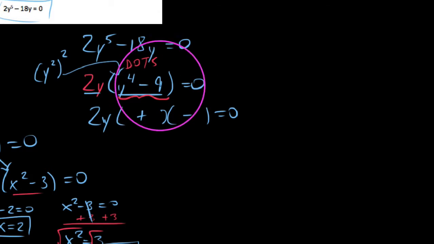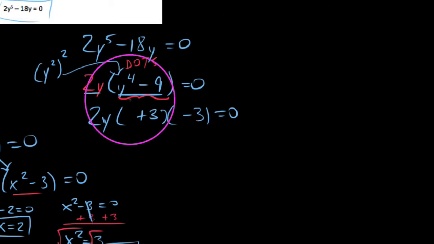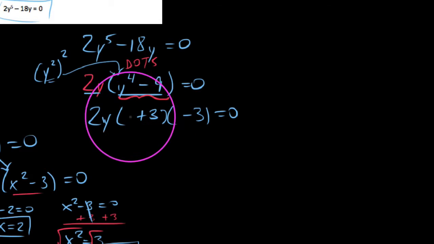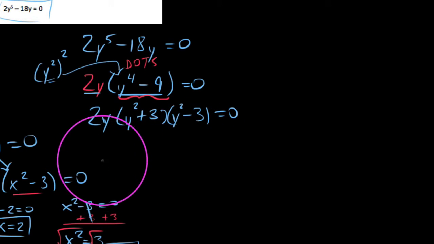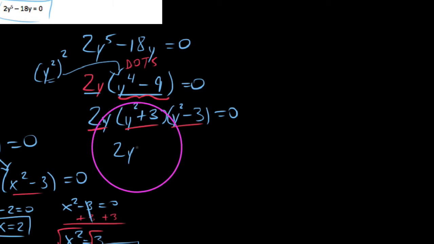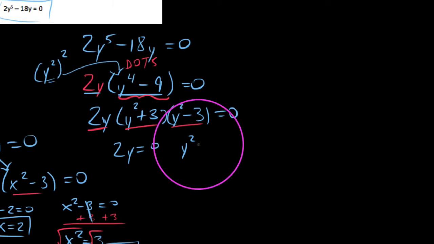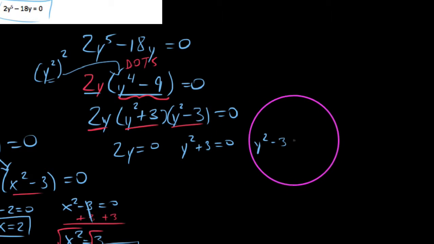You know, we can start with a 9. What could you square to get 9? We get 3 and 3. But what could you square to get y to the 4th? Well, we said we could square y squared. So y squared, y squared. So we're going to solve all of these now. So we say, well, if this times this equals 0, then either 2y equals 0, or y squared plus 3 equals 0, or y squared minus 3 equals 0.